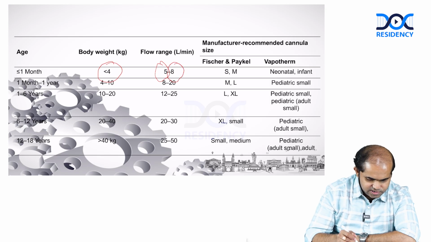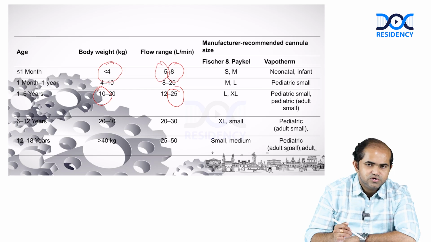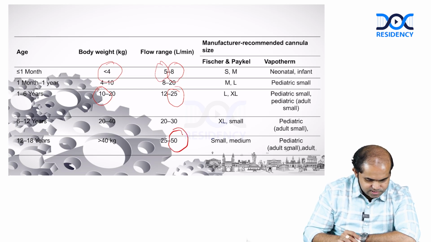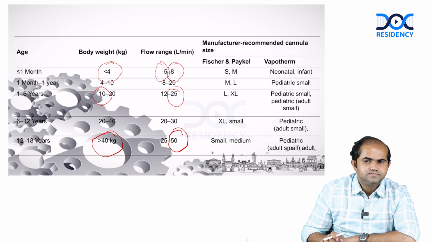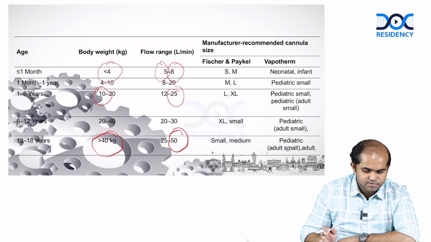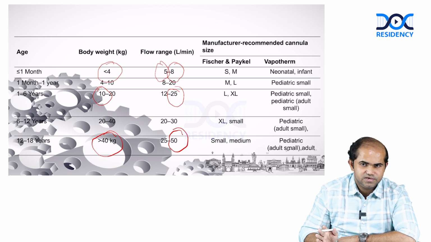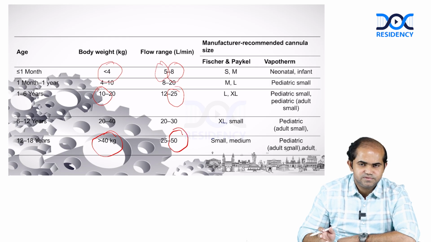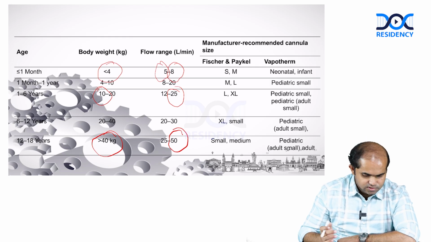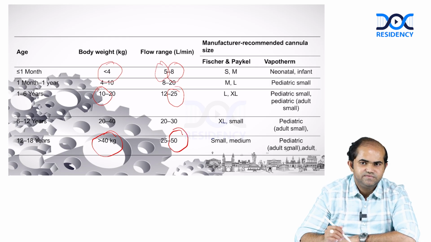If you take a child around 10 kg, you can go to a maximum flow of 25 liters. If the child is more than 40 kg, the maximum flow you can go is around 50 liters, and you can go for medium or large size. In that way, you can determine the flow. As I said, start with 1 liter per kg, maximum until 2 liters. In some scenarios, you can go up to a maximum of 3 liters, but definitely not more than that. The maximum flow the HFNC can deliver is 50 liters.